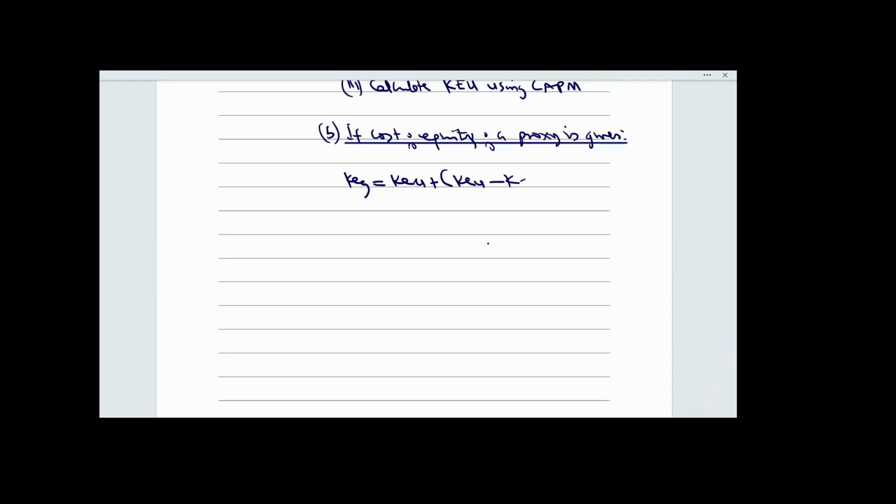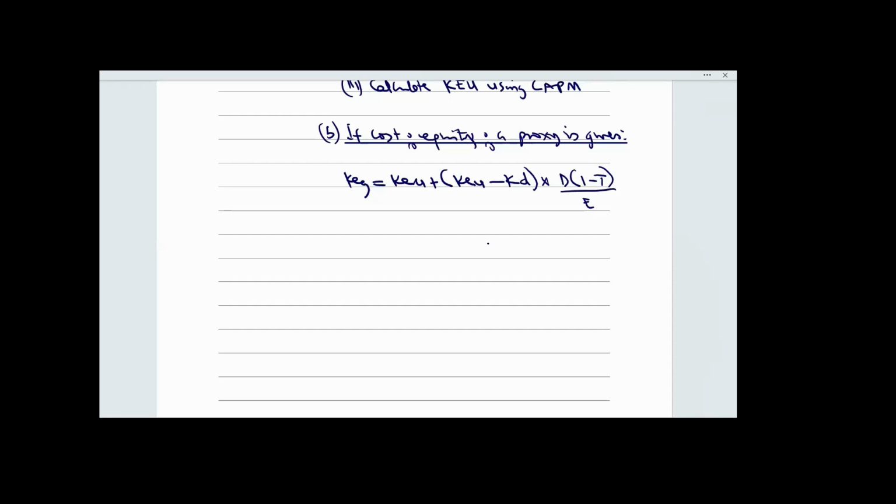Let me write that: minus cost of debt multiplied by debt value multiplied by 1 minus tax of a proxy, divided by equity value of a proxy. Okay, so that's that. This is the formula for calculating cost of equity on geared.